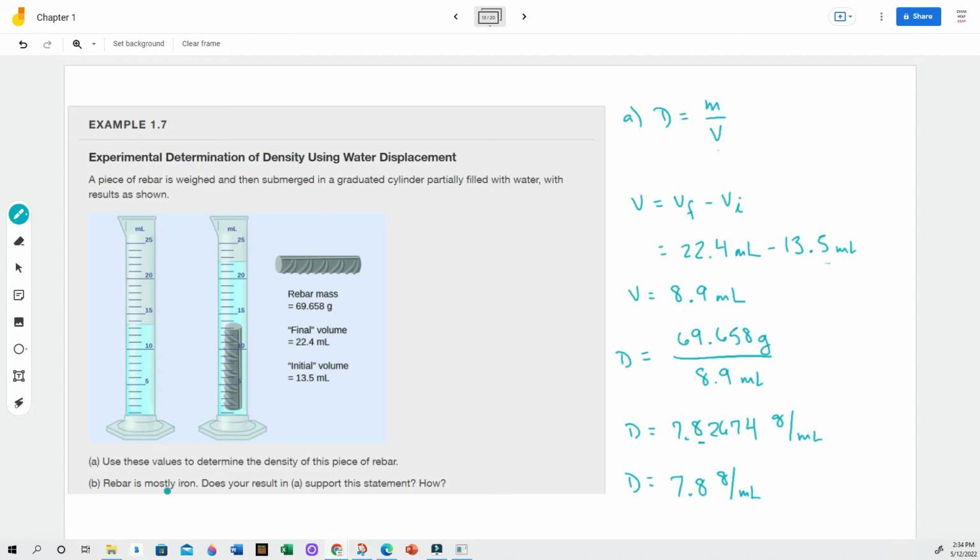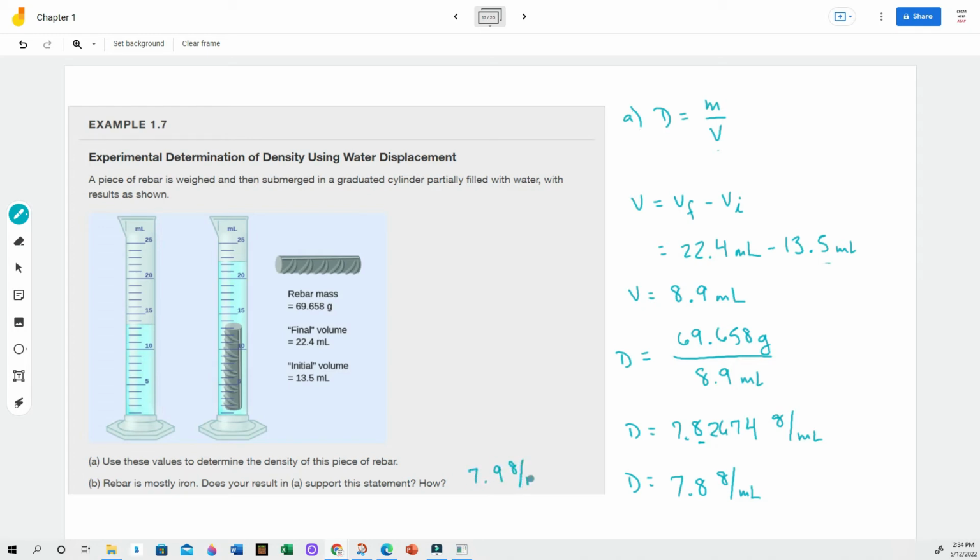Now let's look at part B. Okay, so rebar is mostly iron, so does this support this statement? Well, we need to know the density of iron. So if you look in your text, you can find there's a table that gives you a lot of densities, and they actually give the density of iron as being 7.9.